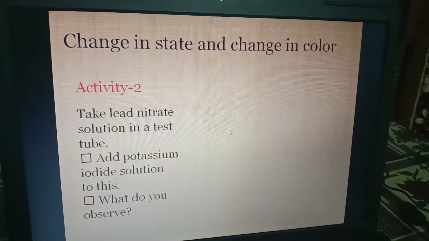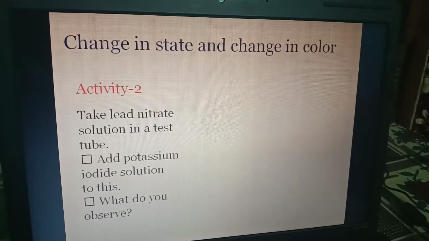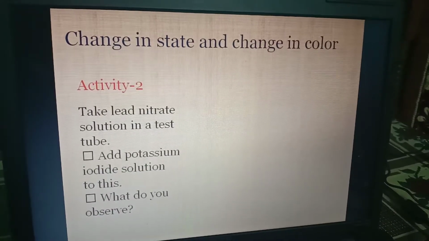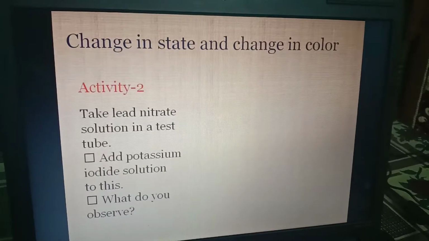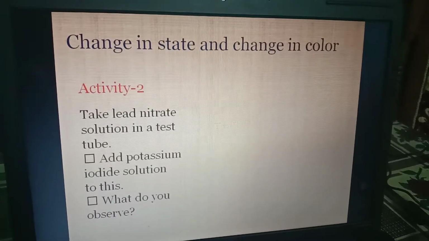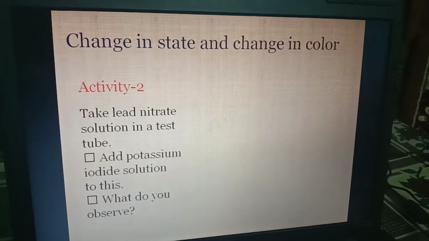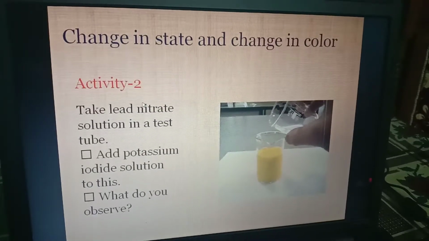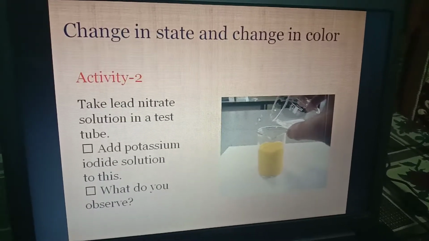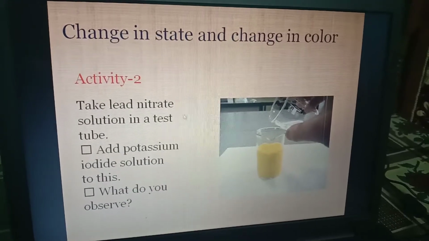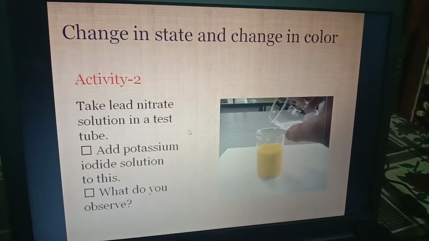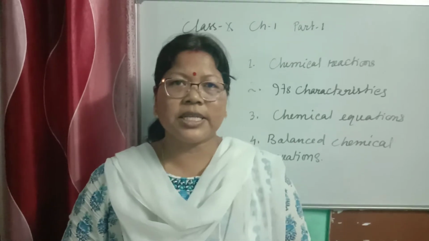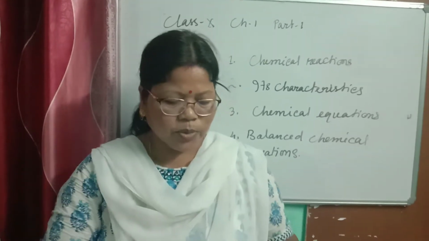Now we are going to discuss the characteristics of chemical reactions. To be a chemical reaction, there must be some characteristics. It shows change in state, change in color, change in temperature, evolution of gas, etc. We can do an activity to show the change in state, change in color and formation of precipitate also. Let's see the activity.